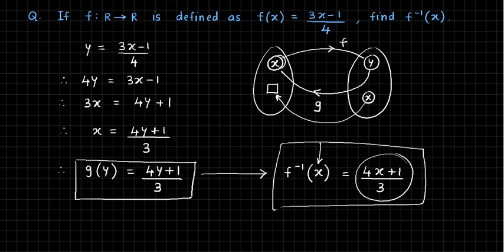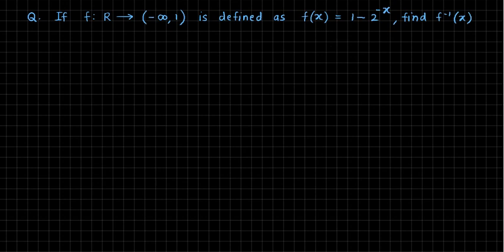Now let's do one more sum based on finding the inverse. If f is a function defined from set of real numbers to the open interval minus infinity to 1, and if it is defined as f of x equal to 1 minus 2 raised to minus x, then find f inverse of x. Now here, although we are given this particular set, we need not worry about why this particular set is given at this step. We will understand the importance of that set once we find the inverse.